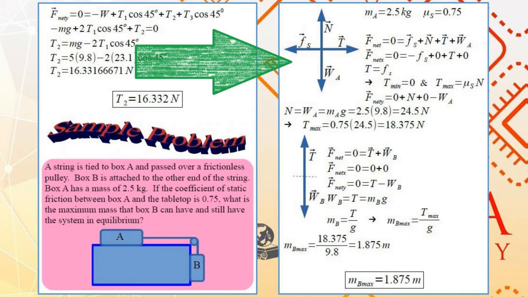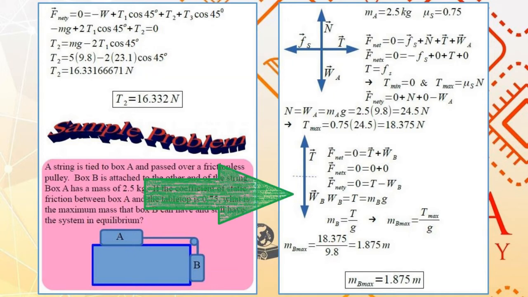We know that the maximum value of the tension is mu s N. Knowing that N is equal to 24.5 newtons, we are now able to calculate the maximum value of tension. T max is equal to 0.75 times 24.5, 0.75 being the coefficient of static friction given by the problem. T max is equal to 18.375 newtons.